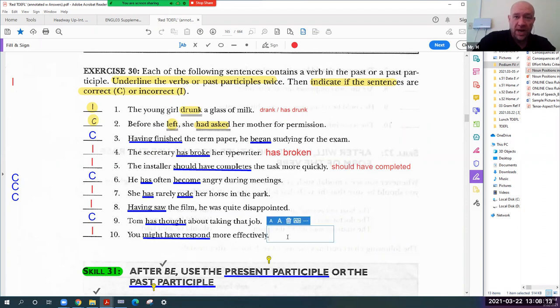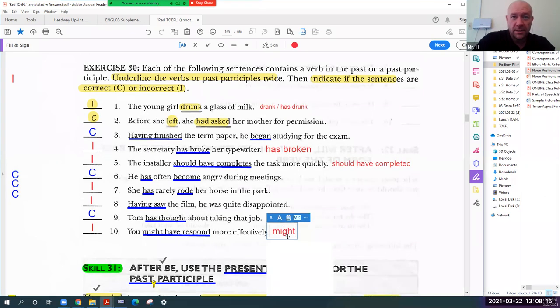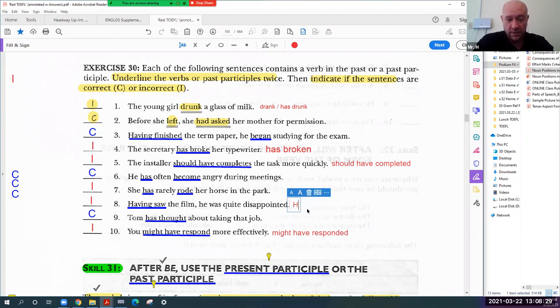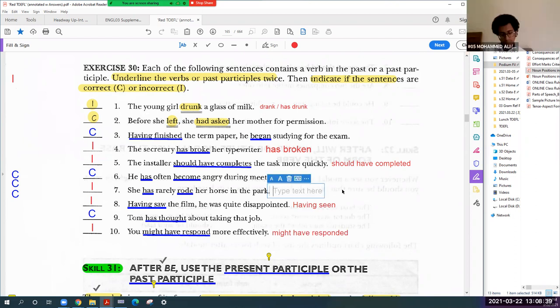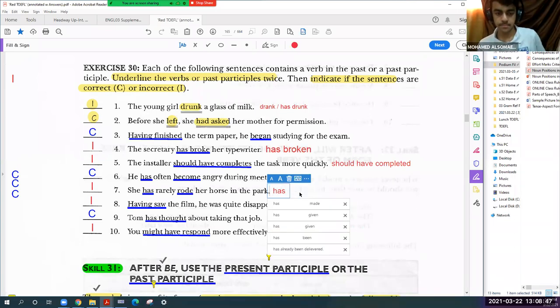So I'm going to write might have responded. There you go. And what should I put up here in this example? Muhammad Ali, you said it before. Having seen. And what should this one be, Muhammad Al-Somail? Number seven, what should it be? Has ridden. Yeah, has ridden.